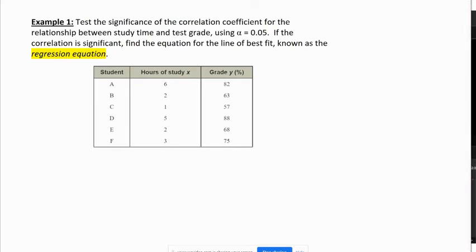and so I'm going back to the same problem that we started with today, and that is this problem with relating the number of hours a student studies to the grade that they got on a particular test. We're going to first of all determine if the correlation coefficient indicates a strong relationship with alpha equals 0.05. And if the correlation is significant, then find the regression equation.